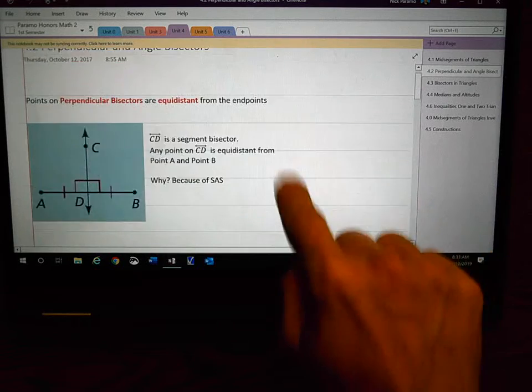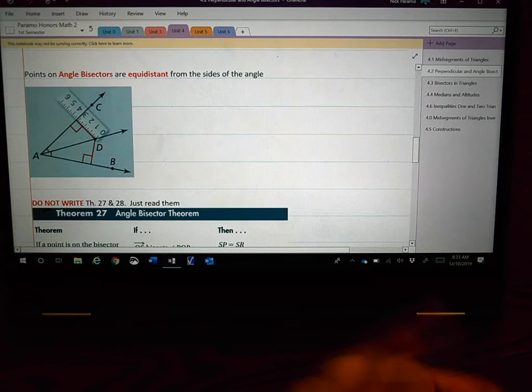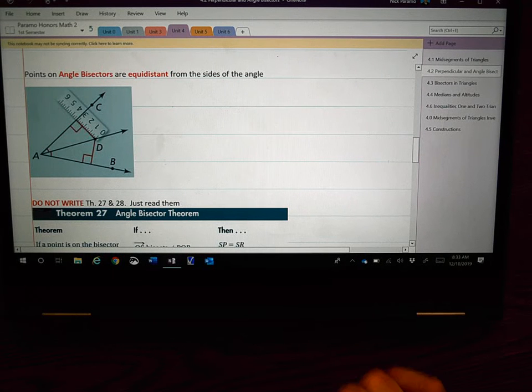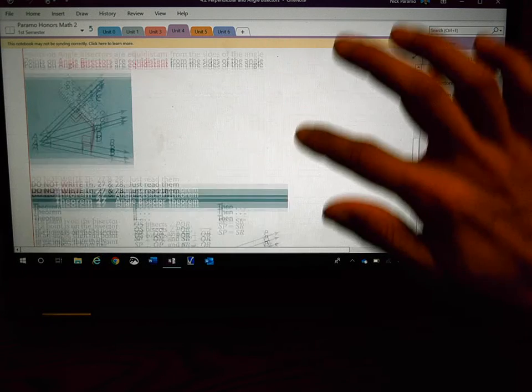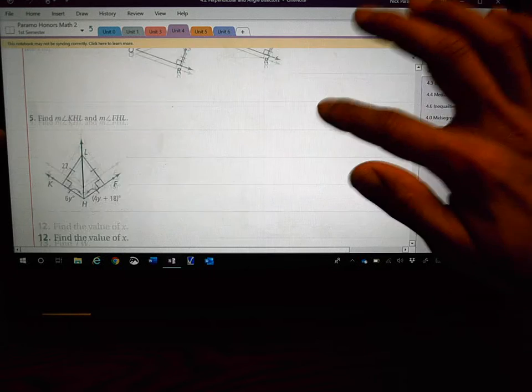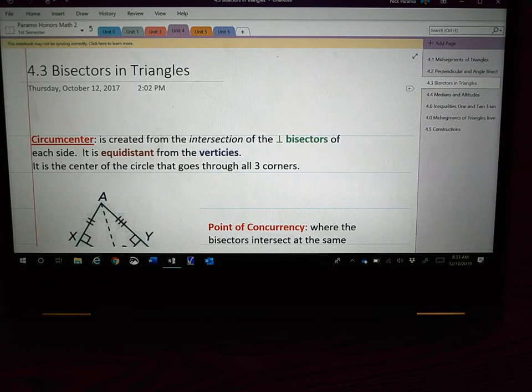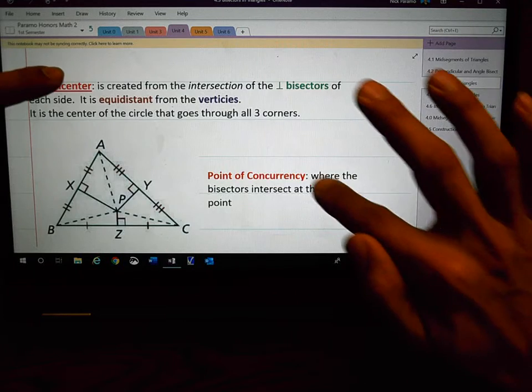There was something called angle bisectors as well. Angle bisectors of a triangle created something called the incenter. That's where I thought the circumcenter and the incenter were, in this section, but apparently they are not. It must be in Section 3. Here it is.